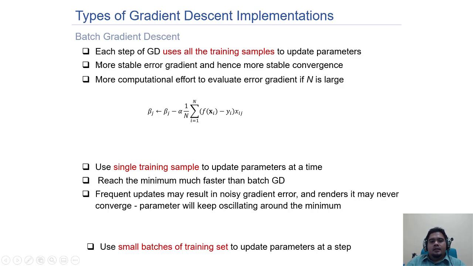Okay, but there's actually a disadvantage. As you can see in this text, it's a more stable error gradient, hence more stable convergence, but more computational effort to evaluate the error gradient if n is large, meaning that if n is too big, it requires more time, because you need to measure all the errors first. Let's say 5,000 errors, representing 5,000 samples, before you can update your beta. So that is also not good for the gradient descent algorithm. That's why there's another two mechanisms that they try to propose, and number 2 is called stochastic gradient descent.